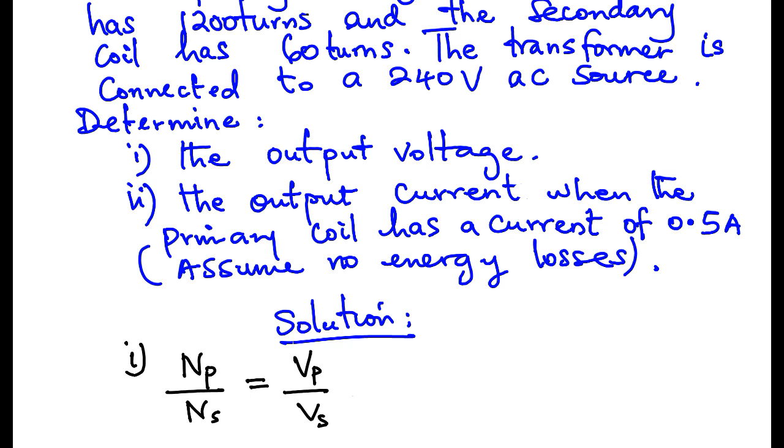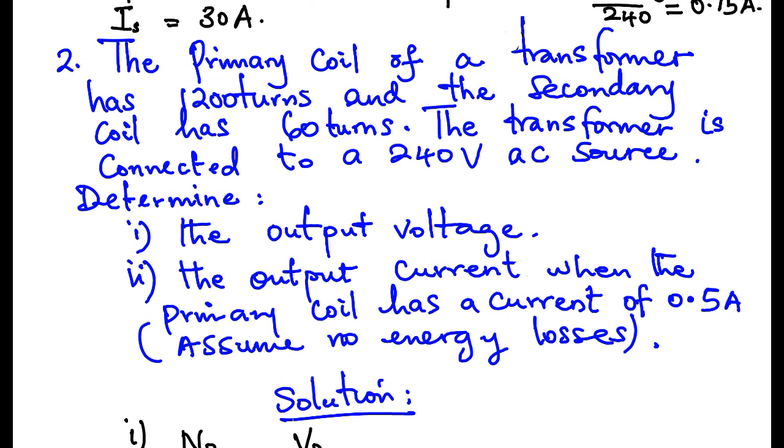Going back to the equation, 1,200 is the primary turn, 60 is the secondary turn, 240 is the primary voltage. So we want the output voltage or the secondary voltage.